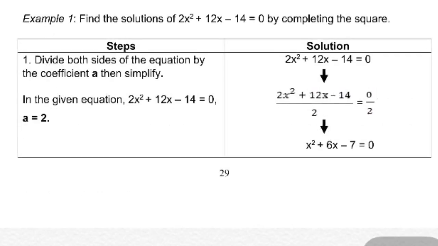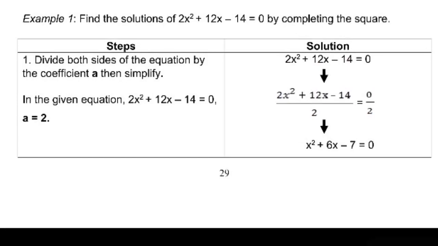Now let's go directly to example 1 and explain the steps in solving quadratic equations by completing the square. So example 1 here, find the solutions of 2x squared plus 12x minus 14 equals 0 by completing the square. So the first step is you're going to divide both sides of the equation by the coefficient of a, then simplify. The coefficient of a here is 2, so we're going to divide the equation by 2. So 2x squared divided by 2 is x squared. 12x divided by 2 is 6x. Negative 14 divided by 2 is negative 7. 0 divided by 2 is equal to 0. So you have there x squared plus 6x minus 7 equals 0.